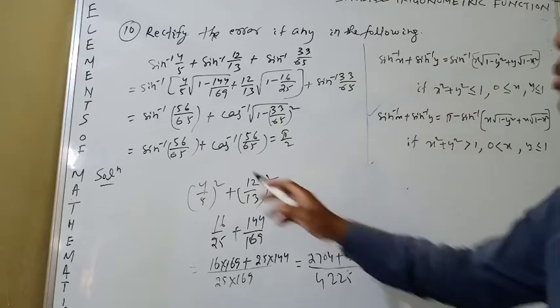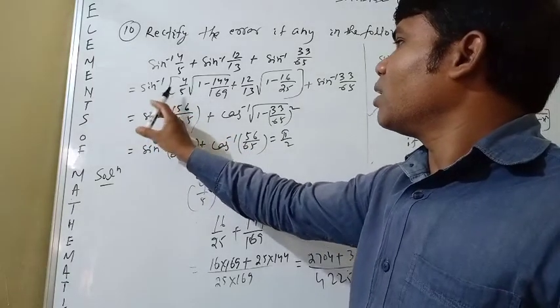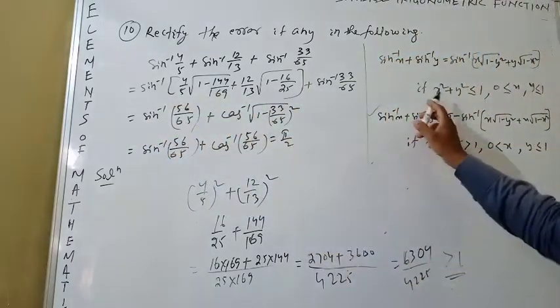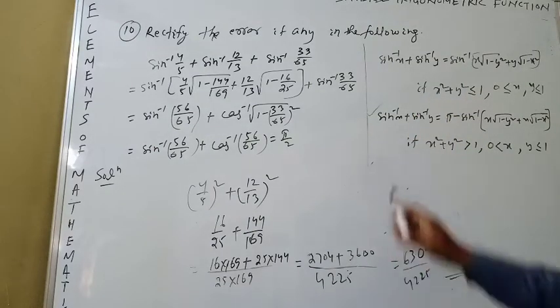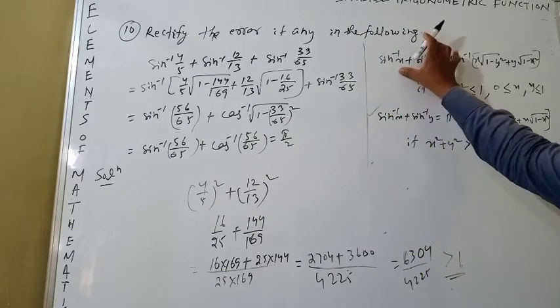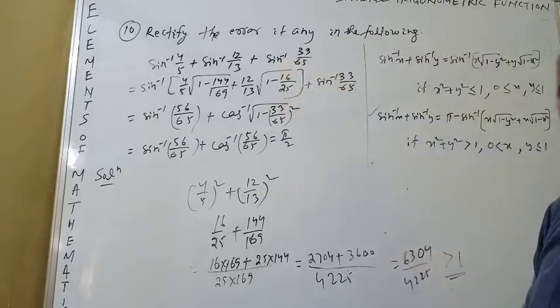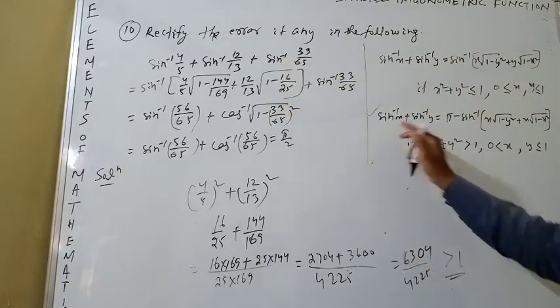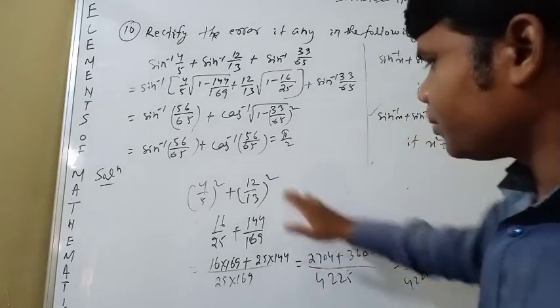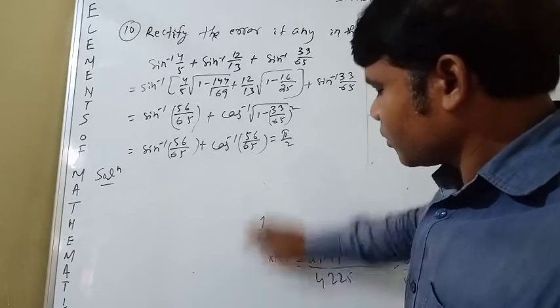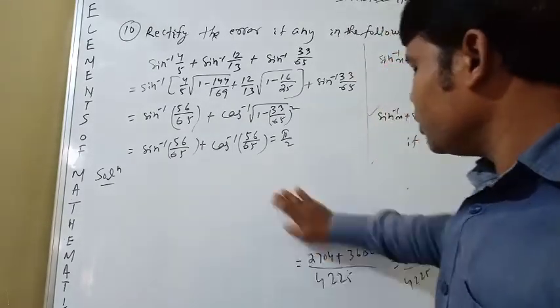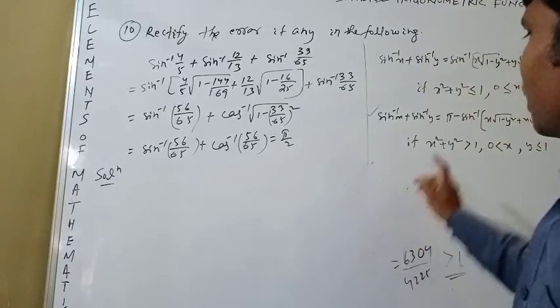So the mistake is that the formula used does not satisfy the condition. We should not have used that formula. If you use it, then it is wrong. So we have to use the second one.